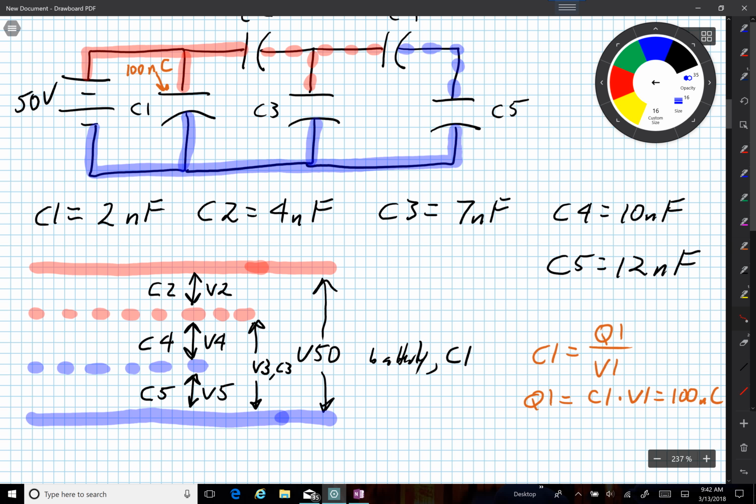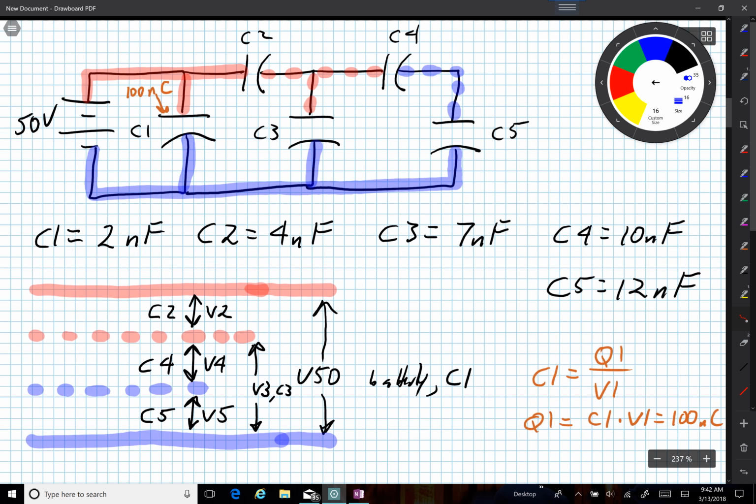Is there anything in series? So let's take a look. If I go through C2, must I go through anything? No, because I have a junction here. I have a choice to make about which way to go. So C2 is not in series with anything.